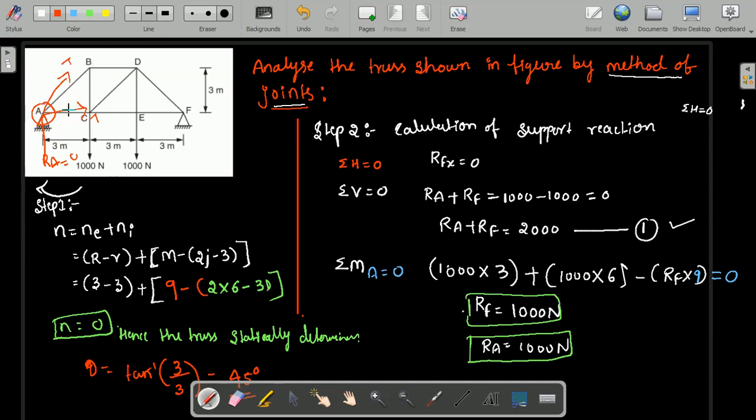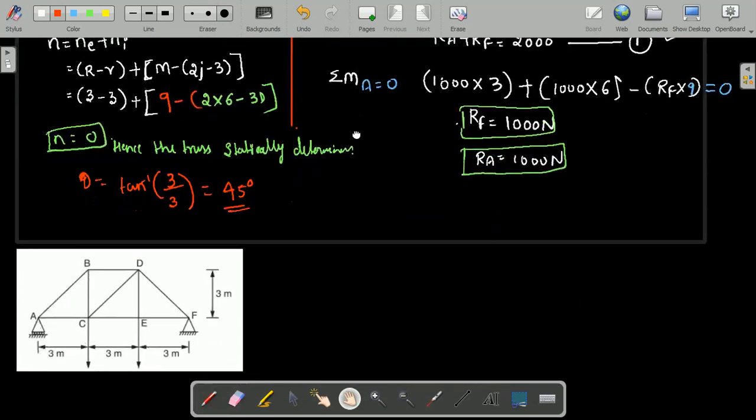We cannot select the joint D first. If we are considering the joint D first, what happens? TBD unknown, TCD unknown, TDE unknown, all are unknowns here. 4 unknowns are there. We cannot solve it by using the equilibrium condition. Therefore I am going to consider the joint A first. How we need to draw the free body diagram and how we are going to apply the equilibrium condition, we can see in detail here.